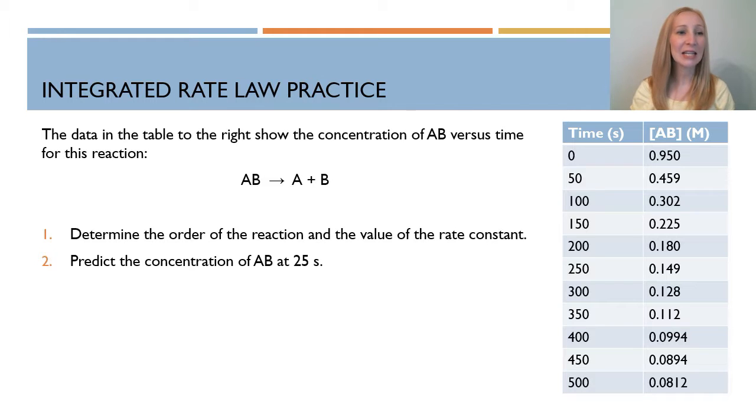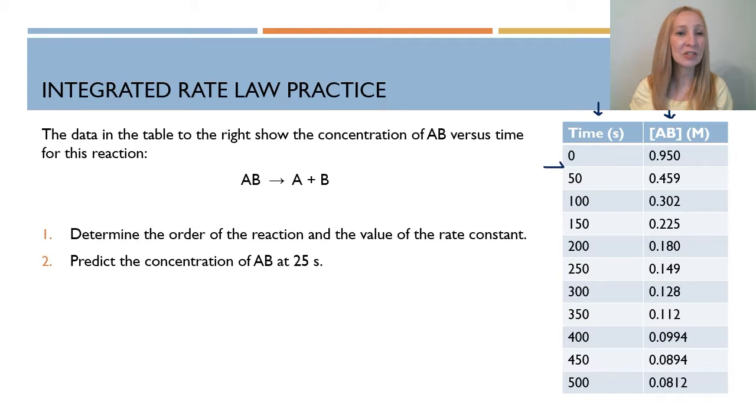The data in the table to the right show the concentration of AB versus time for the decomposition reaction of AB to produce A plus B. So we have all of our time listed in seconds, 0 to 500 seconds, and different concentrations as the time goes by. You can see the concentration of AB is decreasing over time, which is what we would expect in a decomposition of AB.